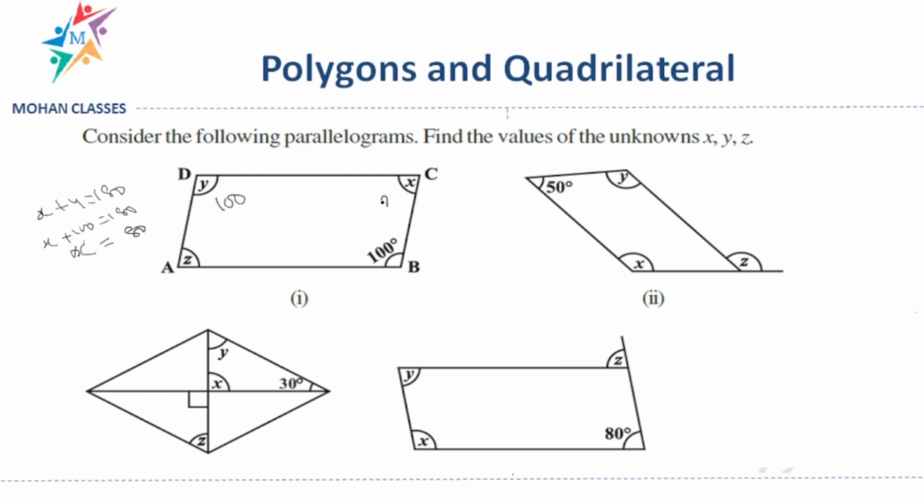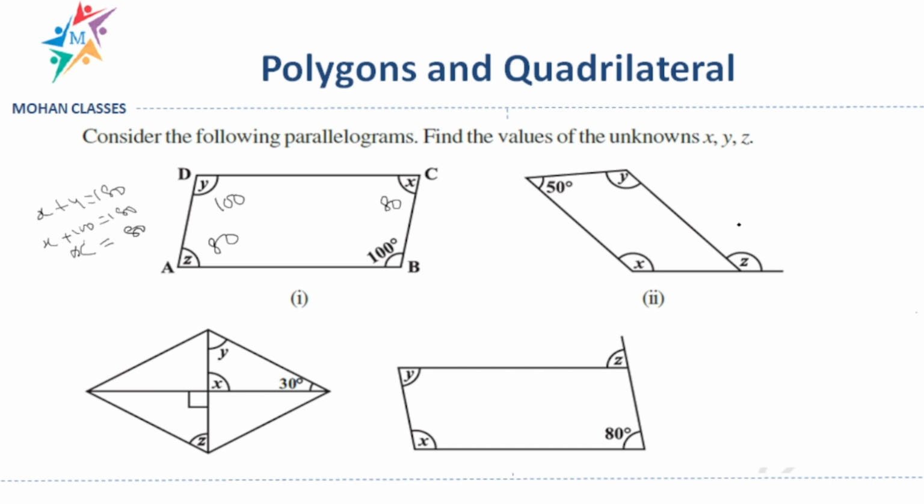X is equal to 80. Then opposite angles are equal, so here also it will be 80. Here, what are all the adjacent angles? A and D are adjacent angles. Similarly, A and B are also adjacent angles. Clear? What about here? Here also the same.